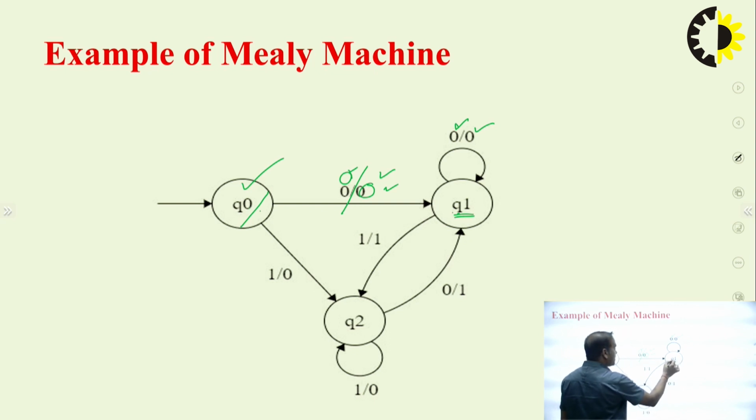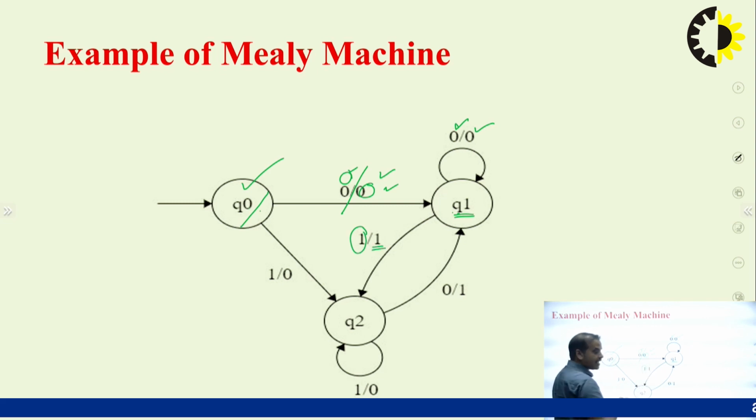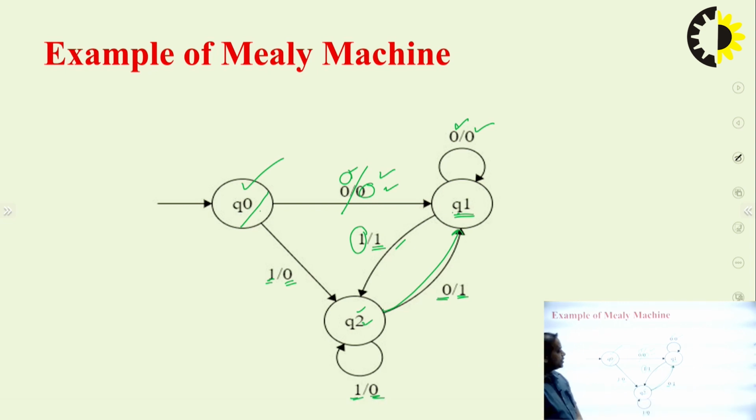In state q1, we have to give an input as 1, the output is 1 and the next state is q2. If we give input as 0 at state q2, the next state is q1 and the output is 1. Here the output is 0, input is 1, and here the input is 1 and output is 0. This is the transition function which shows the Mealy machine with output.